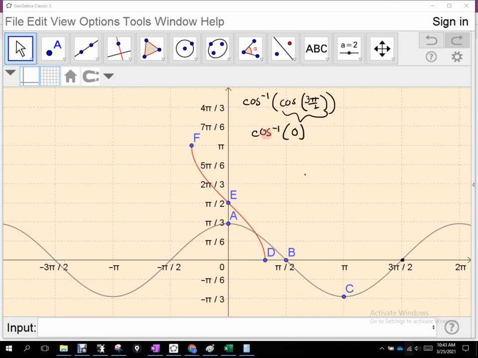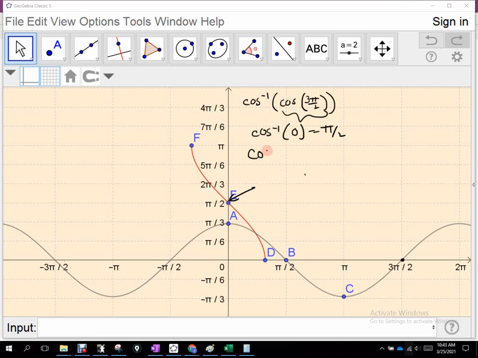Well, is the cosine inverse defined for 0? I'm going to go find the cosine inverse, which is the red curve, and look at the x value of 0, and doesn't it give me pi over 2 in that case? Does that make sense? Okay. Now we'll talk about why it didn't give me back directly 3 pi over 2 as it has in the past, maybe. Let's do this.